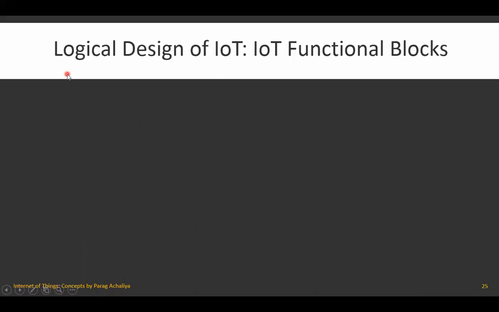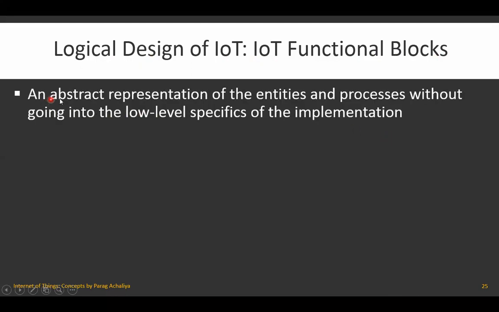Now we will see the logical design of IoT functional blocks, the various IoT functional blocks that we will see here. It is an abstract representation of the entities and processes without going into the low-level specifications of the implementation. The name itself suggests that we are going to see the logical design of IoT. We are not going to see the detailed design of IoT. We are going to see only the logical design, that is, the IoT functional blocks.